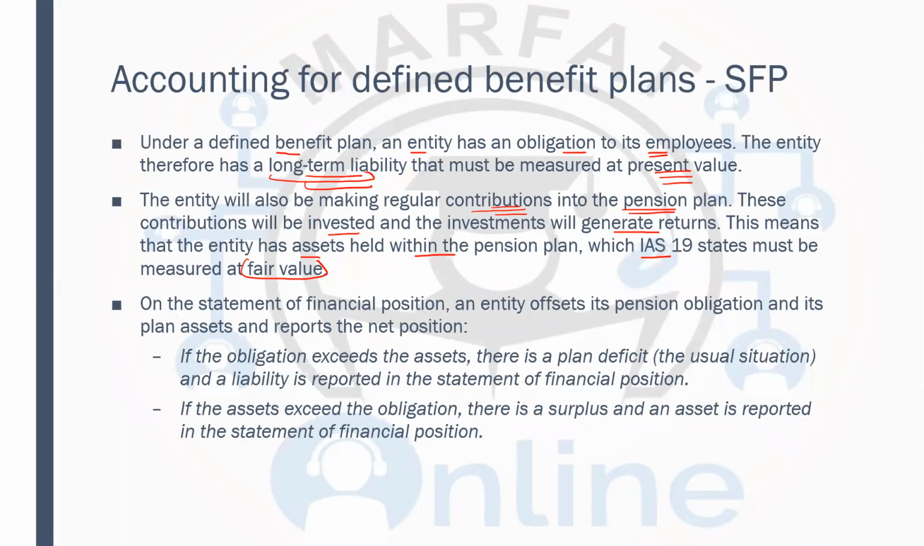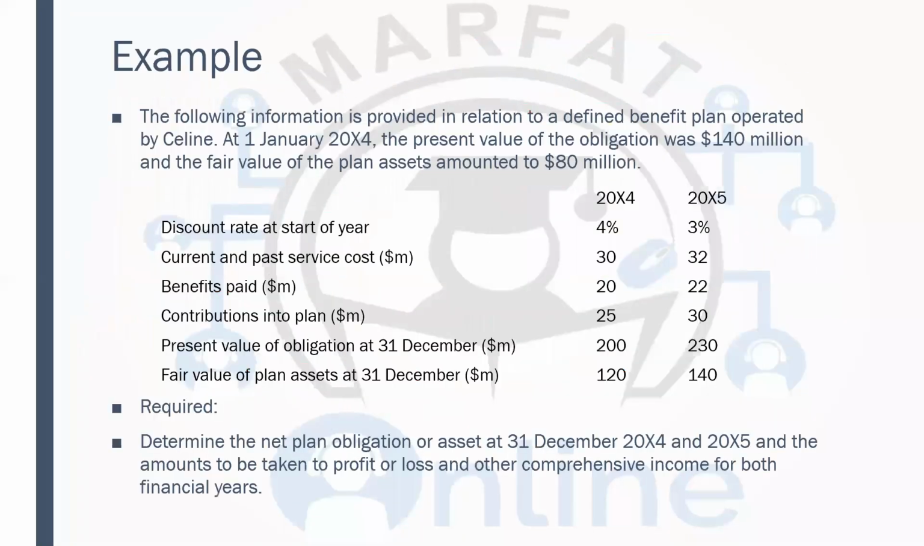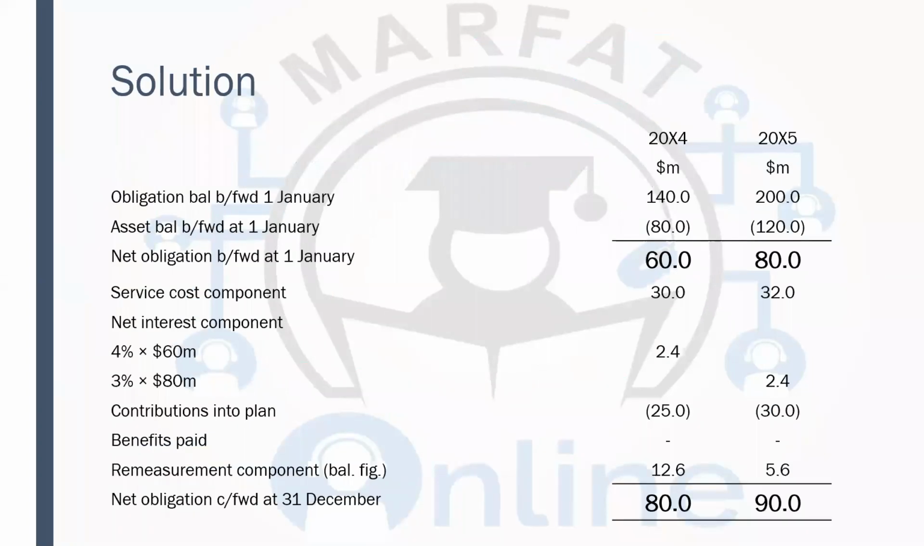So you see this format. Opening balance, assets minus liabilities or liabilities minus assets, net interest, service cost, contributions, benefit paid, no movements, and then you compare this with the closing balance, it will give you the remeasurement component, which should be recorded in the other comprehensive income. So this is an example which you can do yourself for having a grip on the concept. And you can see from the solution that you just have to put in the format, and the rest is going to be easier for you.